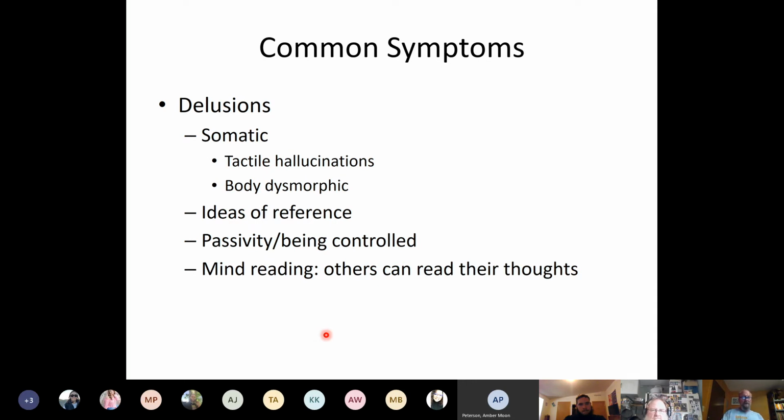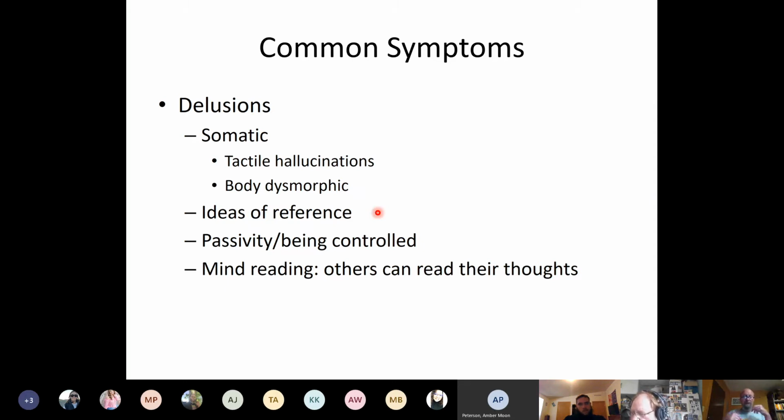Semantic, tactile, and body dysmorphic. Body dysmorphic is when you think there's something wrong with you, with your hands, your nose, your eyes, when really there's not. Ideas of reference: they believe that insignificant remarks or statements have a special meaning to him or her.